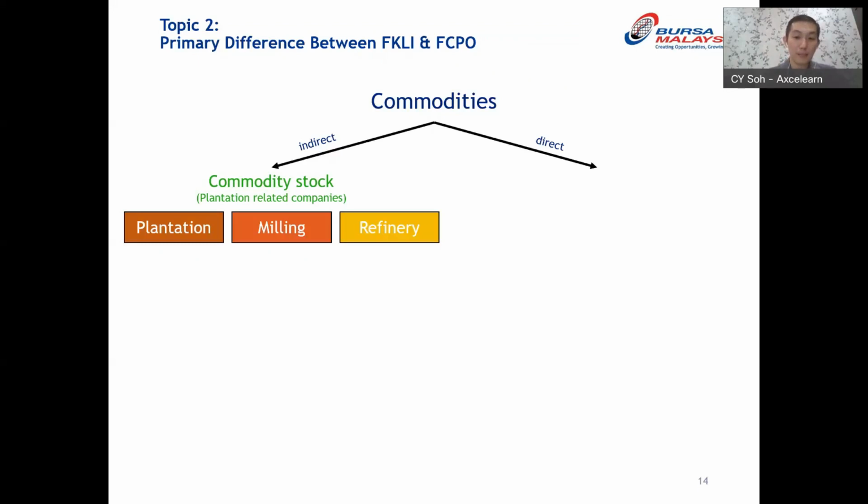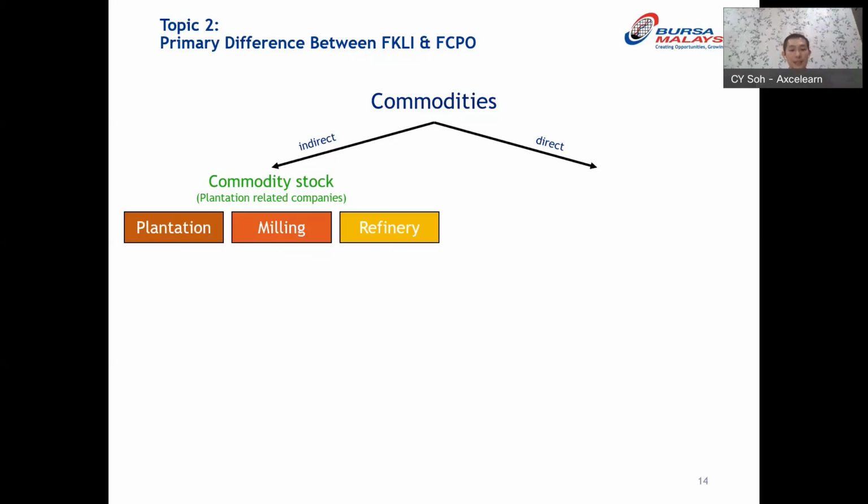So there are many plantation companies for you to choose from, and different plantation companies have different focus in the plantation business, from plantation, from milling, from refinery. And some of them have a lot of plantation business, but their milling business is actually very small. Okay, which is why you can see that when FCPO goes up, they don't really benefit from the FCPO price. Whereas some plantation companies benefit very well, especially when FCPO goes up a lot.